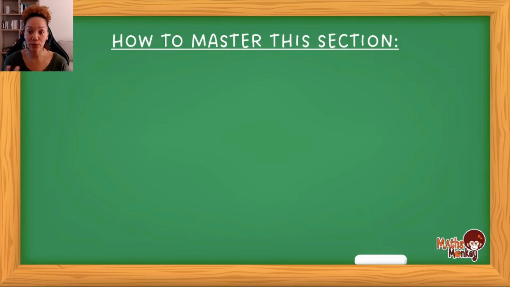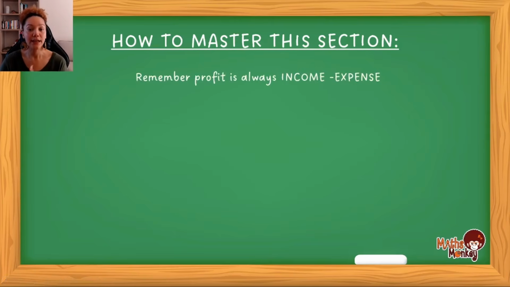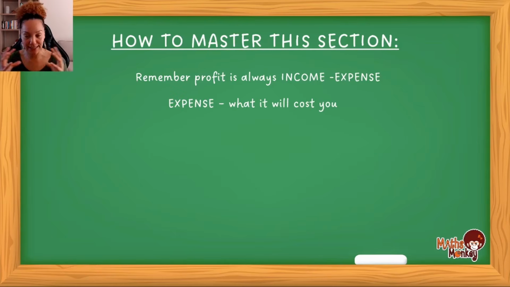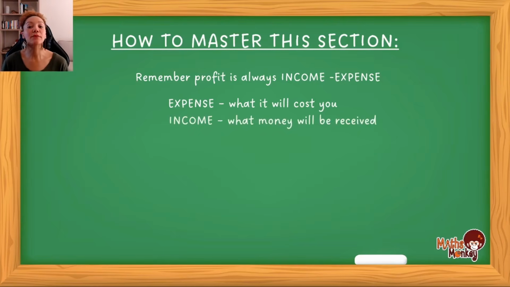Okay, so when dealing with these topics, there's a couple of concepts that you have to make sure you understand. The first one is understanding that profit will always be your income minus your expenses. If your income is more than your expenses, then you'll have a profit. But if your expense is more than your income, then you end up having a loss. Expense is what it will cost you, so money that's leaving your pocket, and income is money that's coming in. These are simple terms, but if you don't understand them, then whatever I cover is going to be a problem.